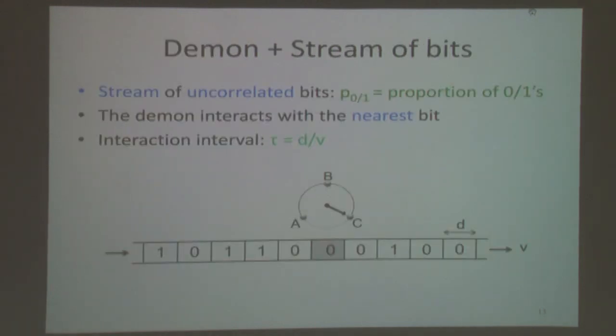Okay. And we are not happy with just one bit. We want many, many bits, and we already had this picture before. So, what we want is a stream of bits, and they are uncorrelated. I assume that for ease of analysis, and P0 denotes the proportion of zeros in the incoming bits, and P1 the proportion of ones. The daemon interacts with only one of them at a time, the nearest bit. And finally, the separation between the bits is constant, let us call it D, and we can assume that the bits are embedded on a tape which moves slowly towards the right with a certain velocity v. As a result, the daemon interacts with each bit for a fixed time interval. I call it tau, and that is simply the separation over the velocity.